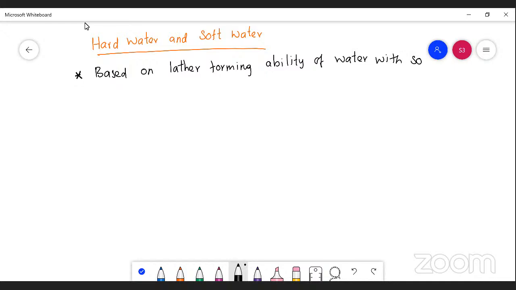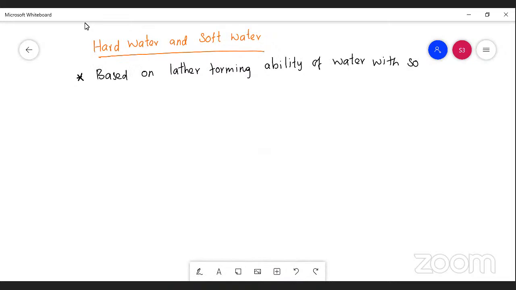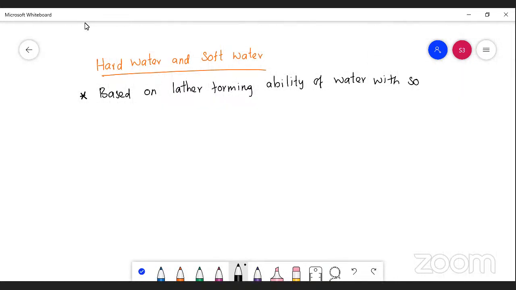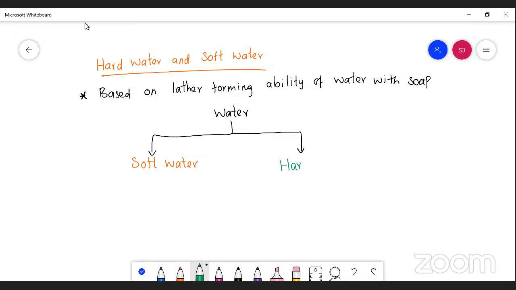Based on the lather forming ability of water with soap, a normal water may be classified into two types. One is soft water and another one is hard water.